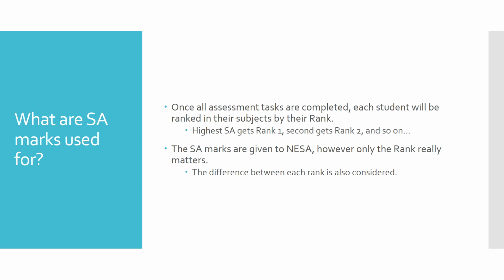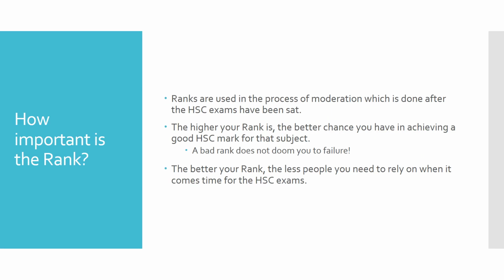So let's say the top is 90 and then second is 85, but someone also got 85. That means there'll just be 2 people in rank 2. There'll be no rank 3, and it'll just go to rank 4. So that's how the rankings work in that regard as well. These school assessment marks that we've calculated are sent to NESA. They do collect them all. However, they only really care about the rank, and to a lesser extent, they care a little bit about the difference between each rank for the moderation process, which I'll talk about in a second.